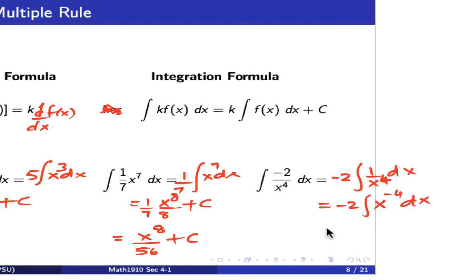Now we apply our power rule. We get minus 2 x to the power minus 4 plus 1, minus 3, over minus 3. Now just clean it up. So the negatives cancel. We have 2/3 x to the power minus 3 plus c.